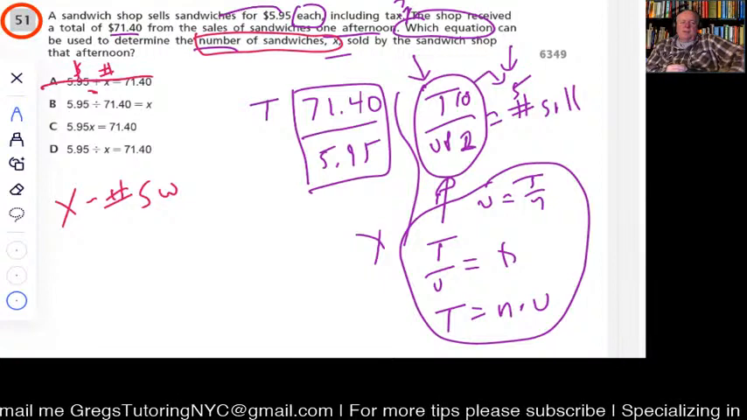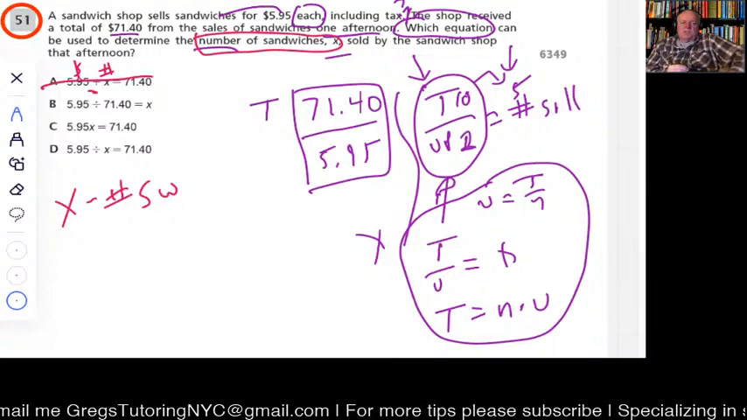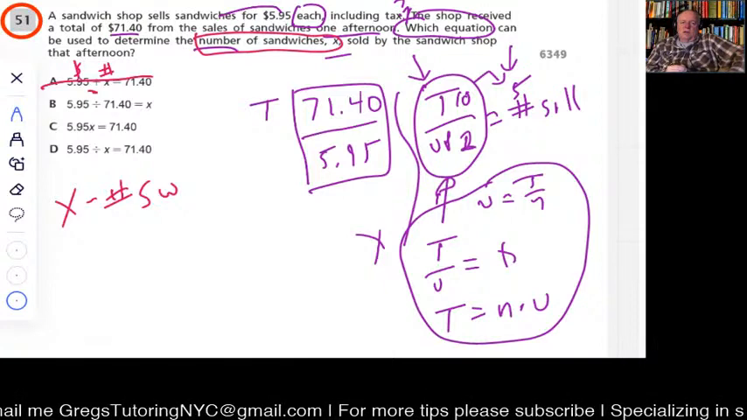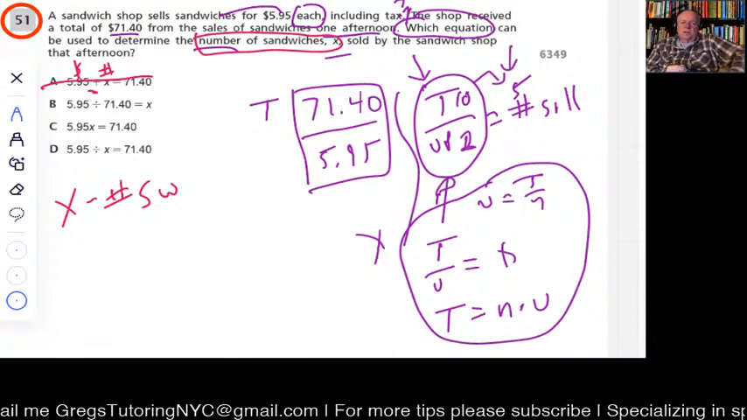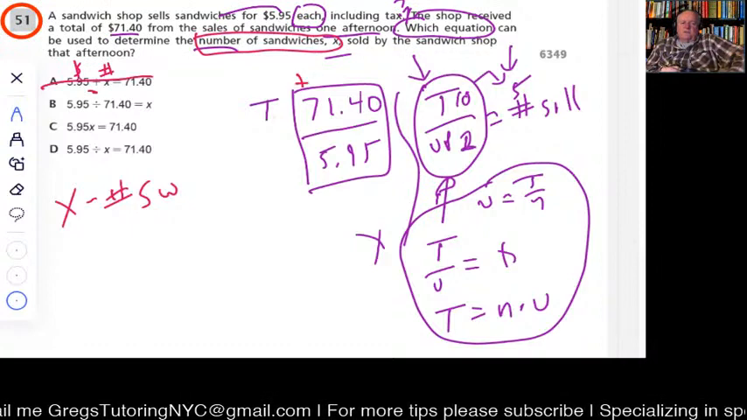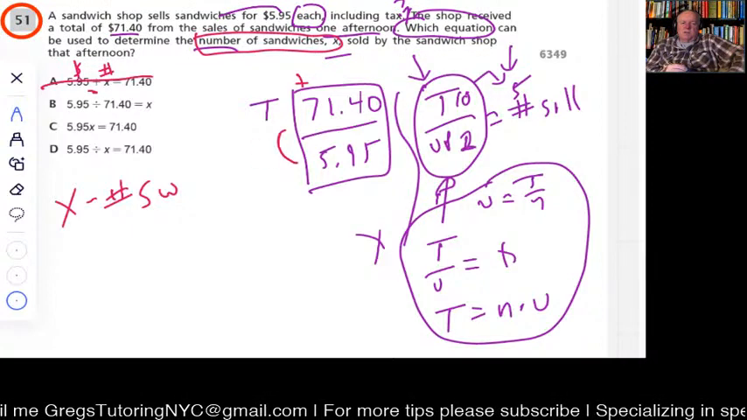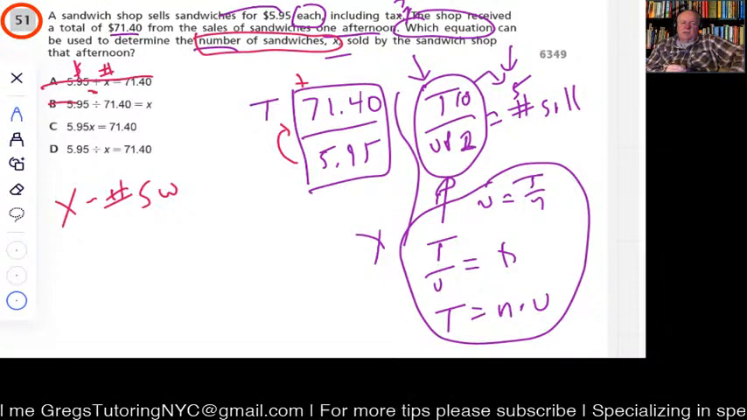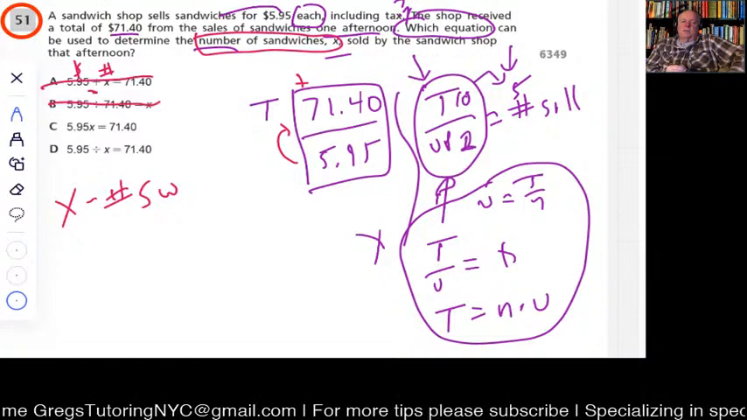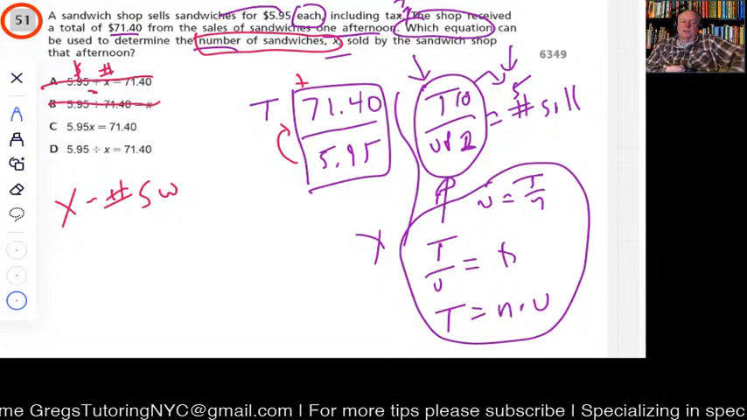Okay, B says the price per sandwich divided by the total price. No, this is upside down, right? Ours said it was 71.40 divided by 5.95. This is getting the reciprocal of it. So B is no good there. And it's logically no good. It's not the price per sandwich divided by the total cost of all the sandwiches. That's not the number of sandwiches, right?